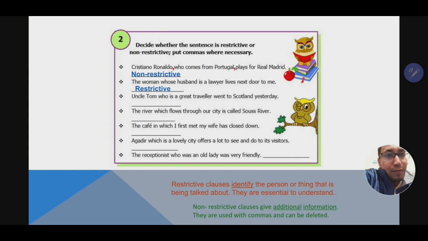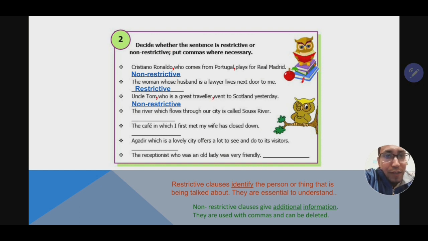Next, Uncle Tom, who is a great traveler, went to Scotland yesterday. Non-restrictive. Why? Because who is a great traveler is just additional information we can do without, we can delete. We can say Uncle Tom went to Scotland yesterday. Why? Simply because we usually have one uncle called Thomas. We don't have Uncle Thomas 1, Uncle Thomas 2. We have one uncle with one name, and that's it. And then commas, we put them after Tom and before who, and then after traveler and before went.